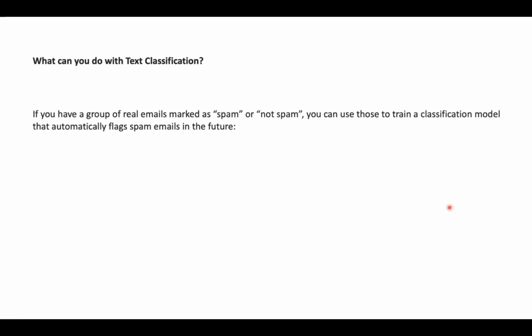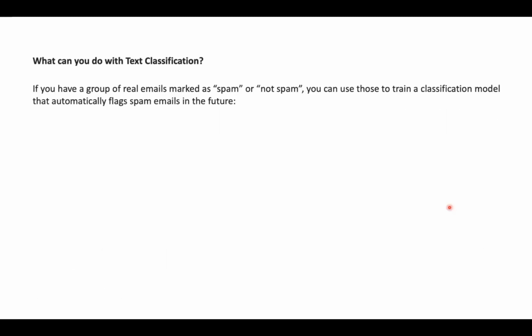So here, suppose you have a group of emails and they are marked as spam or not spam. Usually we have seen that we can use text classification to automatically score a user's review text, which is nothing but a kind of sentiment analysis. Sentiment analysis means you look at text that a user wrote and try to figure out if the user is feeling positive or negative.